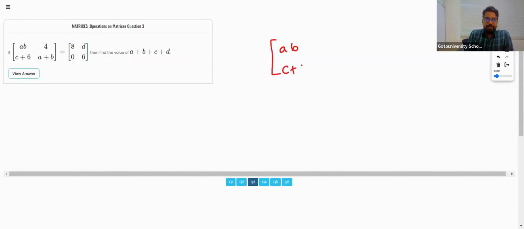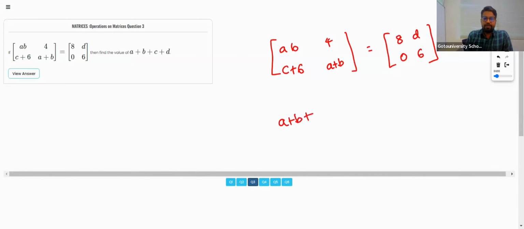This is the one element 4, and then A plus B, this matrix is equal to 8D06. Then what is the question? We have to find the sum of A plus B plus C plus D. Whenever two matrices are equal, each and every corresponding element should be equal, and the size of the matrix should be the same.